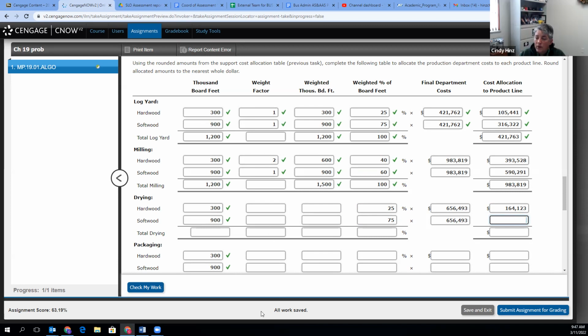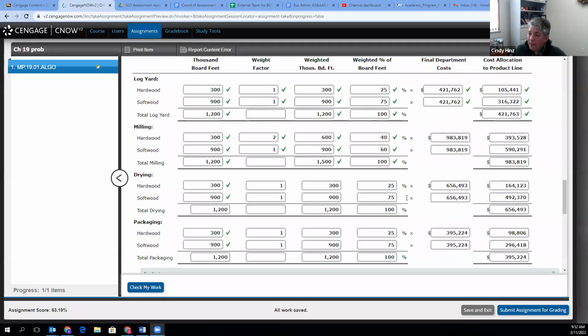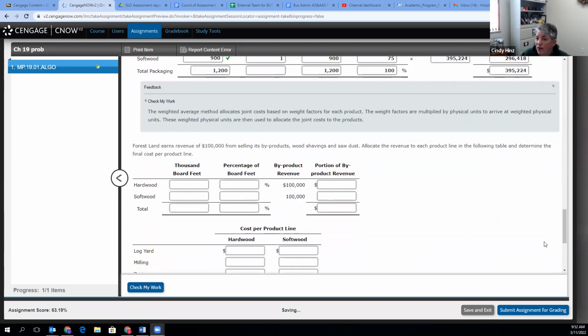I'm going to pause the recording for a moment so we can finish up this table. So we've now completed this table. We have fully allocated each one of the production department costs between the two products that are being produced, hardwood and softwood. As we move down then, we are told that they also produce wood shavings and sawdust.